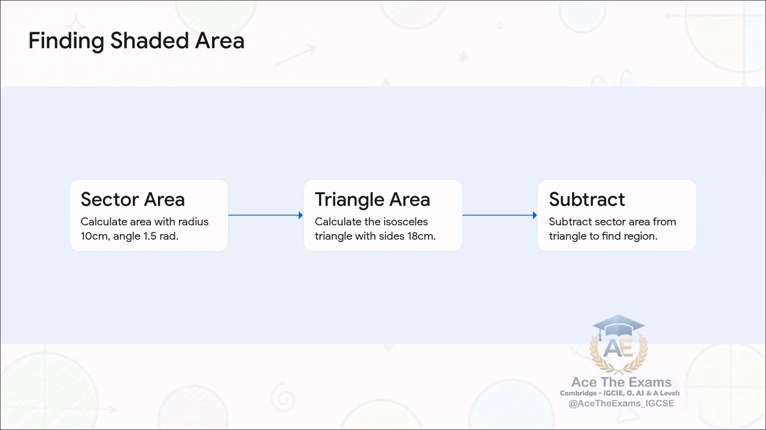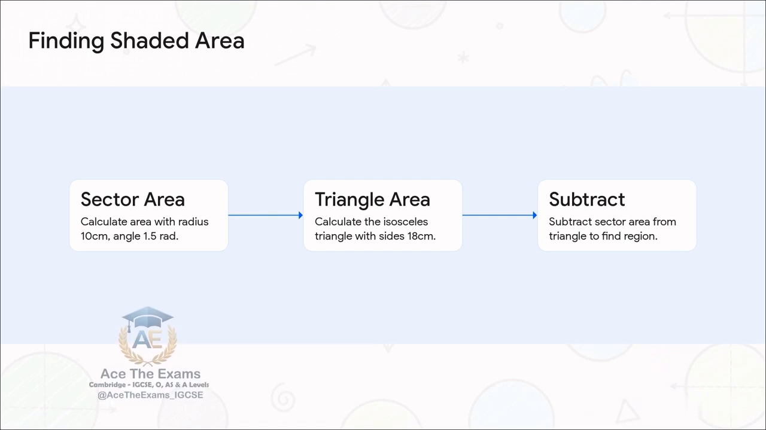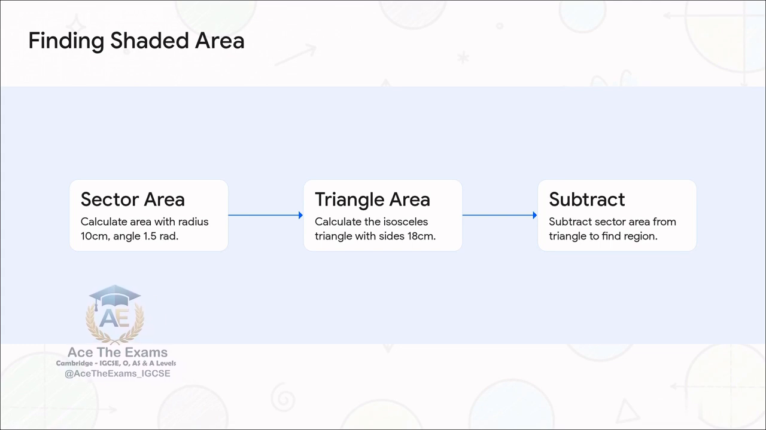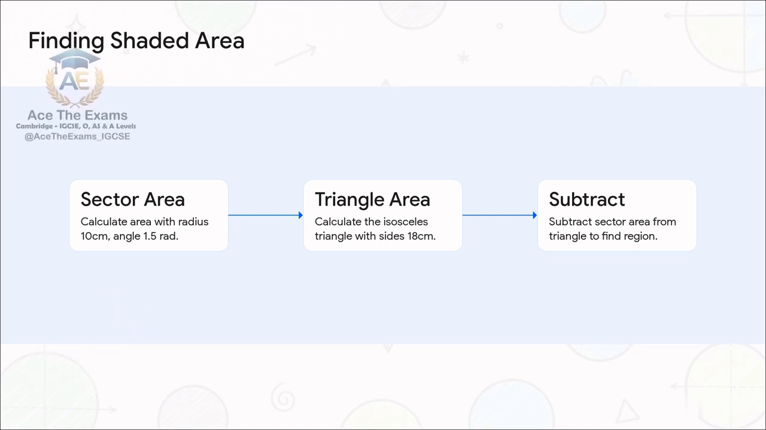Boom, fast calculation. Step 2, calculate the area of the larger isosceles triangle using your standard trig area formula, 1/2 ab sine C. Step 3, subtract the smaller sector area from the larger triangle's area to isolate that shaded region. It's a test of recognizing overlapping shapes, decoding the command word calculate, and systematically executing the steps without panicking.